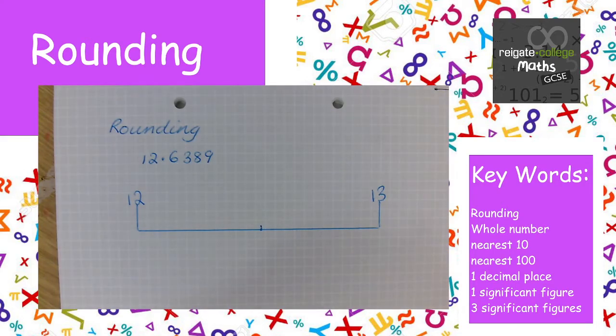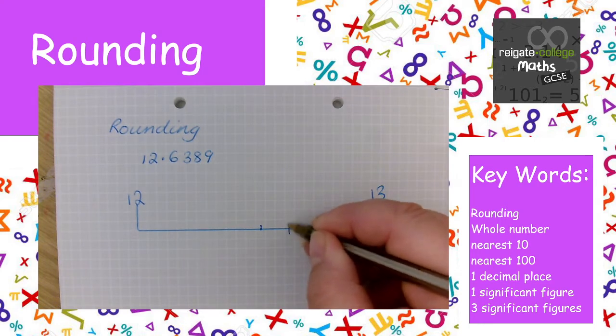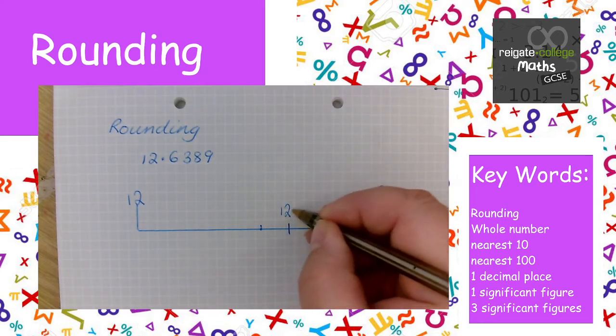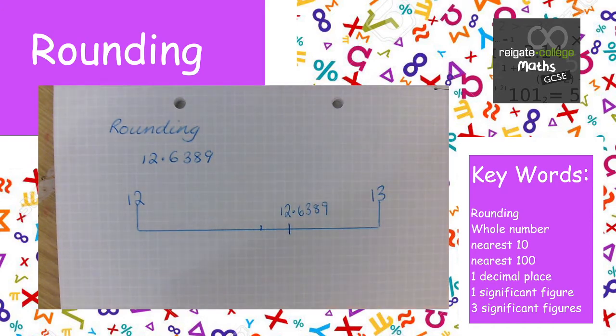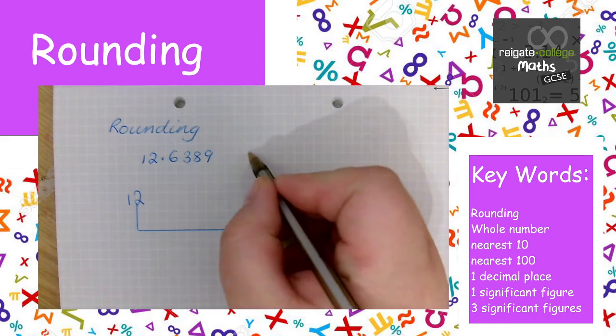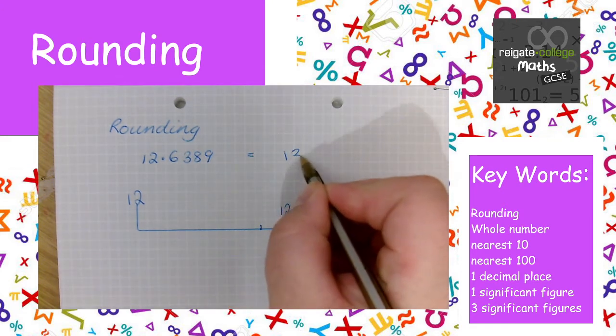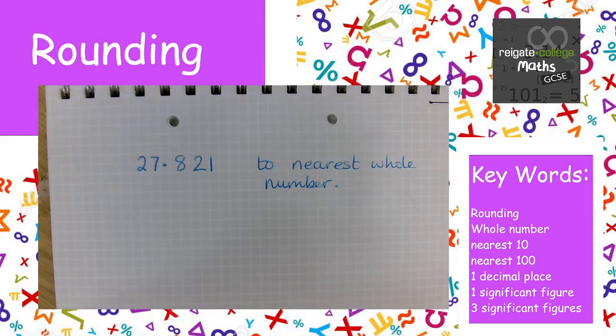If I considered putting that number on a number line, as I have here, the number would appear somewhere past the halfway point. So we can see by that this number is in fact nearer to 13. So rounding 12.6389 to the nearest whole number would mean rounding it to 13. We tend, however, not to be drawing number lines and placing numbers on when it comes to rounding any digit.